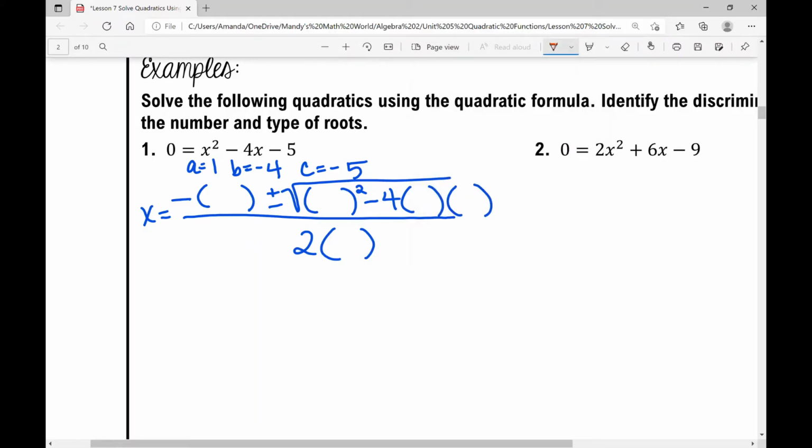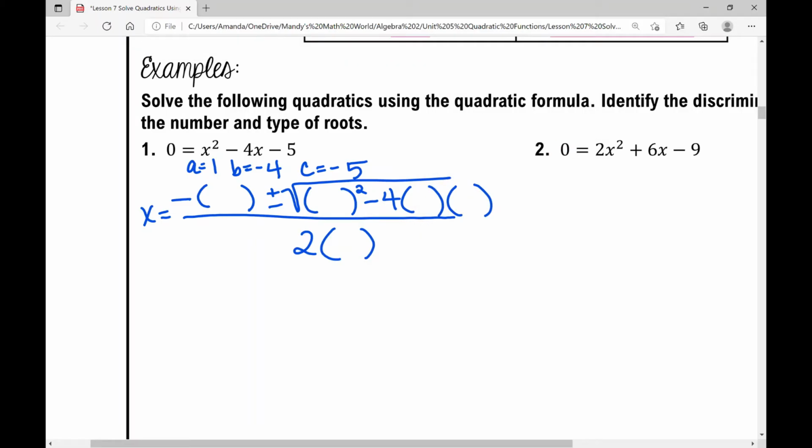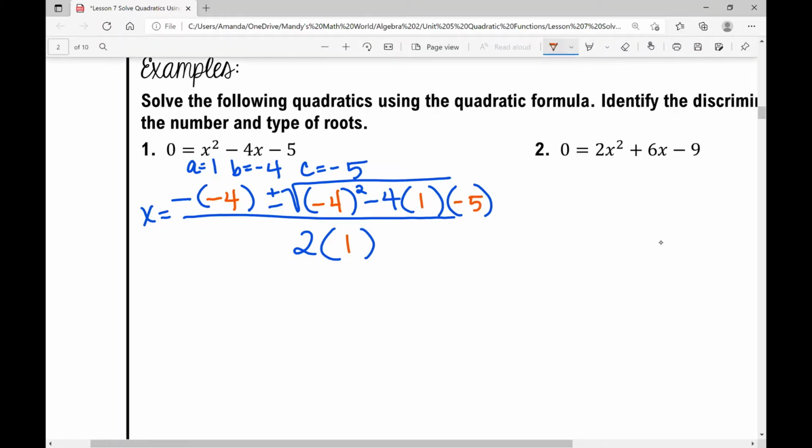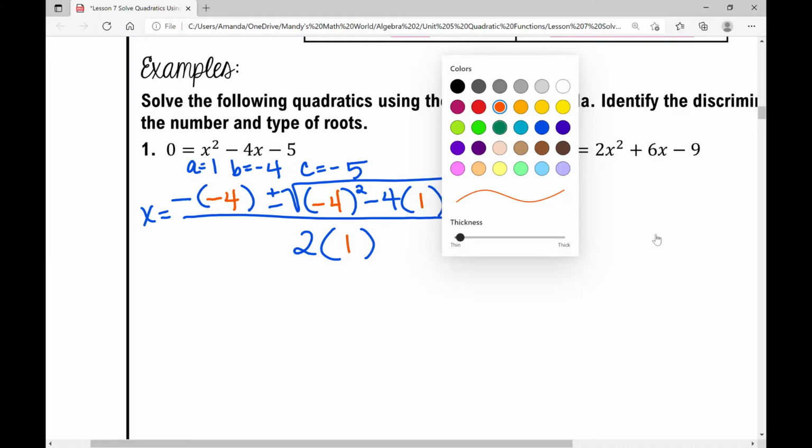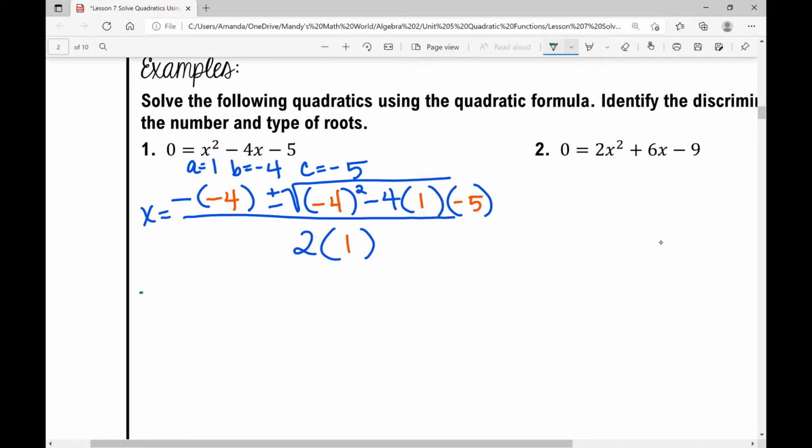And then I'm going to put inside of those parentheses the values of a, b, or c. So x equals the opposite of b plus or minus the square root of b squared minus 4ac all over 2a. And now we need to simplify this one part at a time. So x equals the opposite of b, the opposite of negative 4, that's positive 4, or negative negative, right? That together, that's a positive, plus or minus.